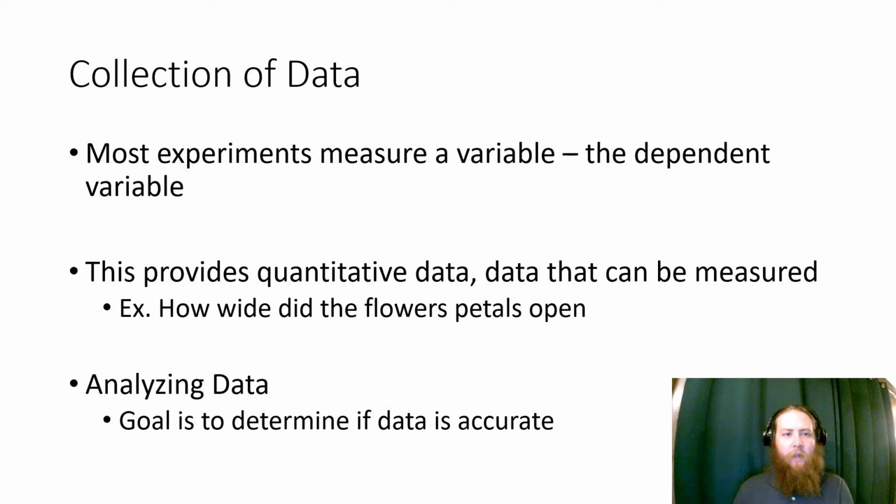All right, the collection of data. Most experiments, you're measuring a variable. Usually it's the dependent variable. You should know your independent variable because you set it. You would set that timer for that light to an hour, to 2 hours, to 4 hours, to 8 hours. And then we could measure how wide this flower is opening up. Did it open up an inch or 2 inches or 3 inches or 4 inches?